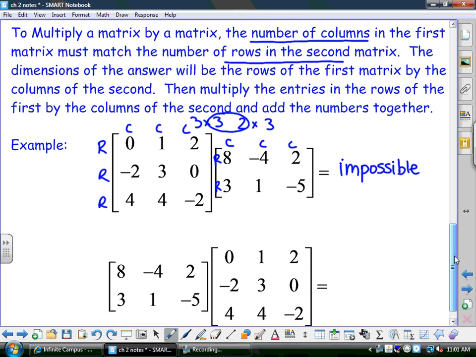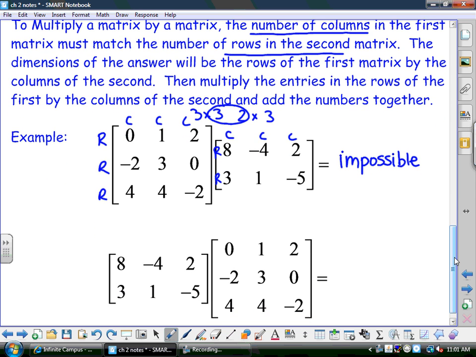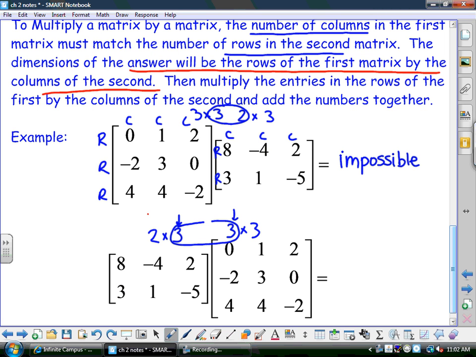If we flip-flop the order, though, then it is going to be possible, because this 2 by 3 matrix can be multiplied by a 3 by 3 matrix, because the number of columns of the first match the number of rows in the second. Those two middle numbers on the dimensions match. Then it says the dimensions of the answer will be the rows of the first by the columns of the second. So our answer is going to be a 2 by 3 matrix. It will have 2 rows and 3 columns.